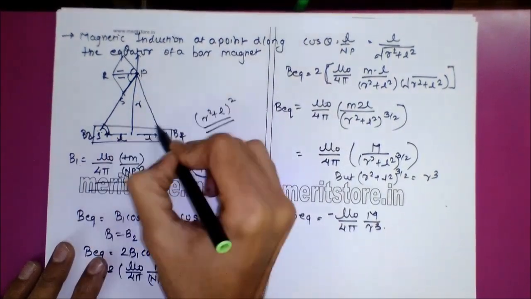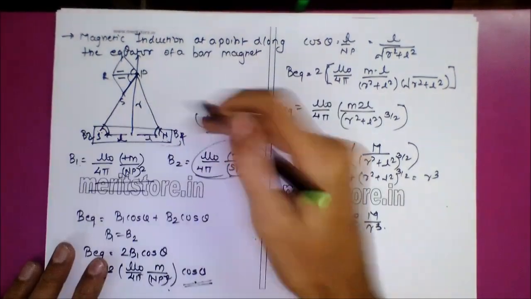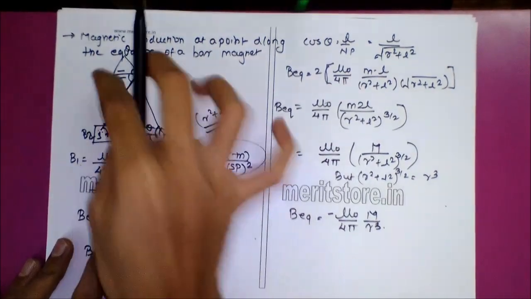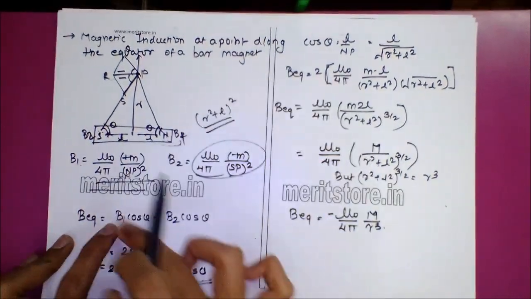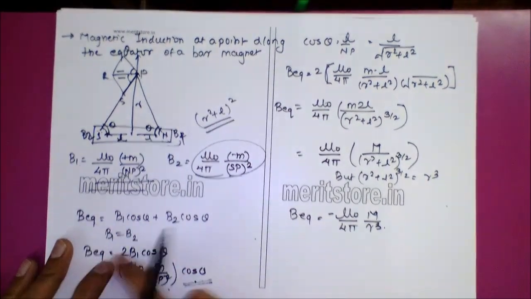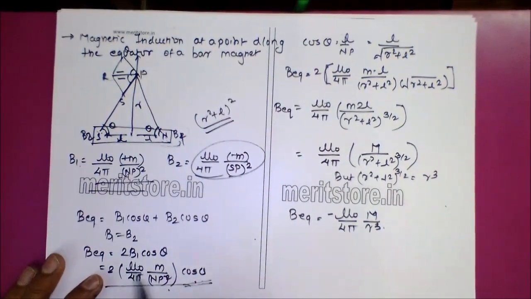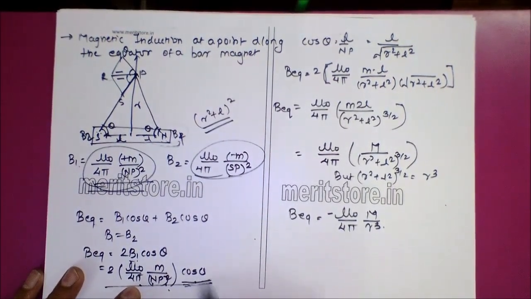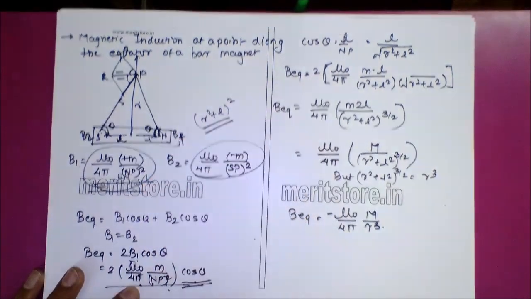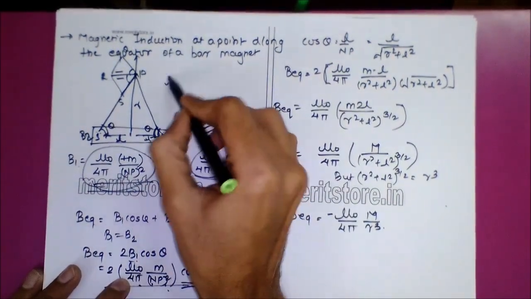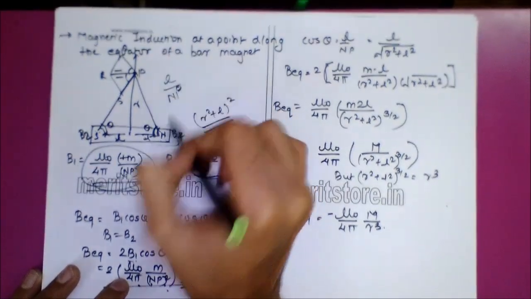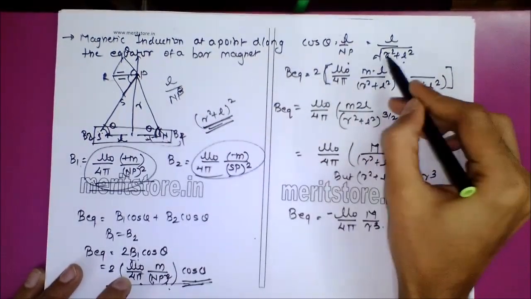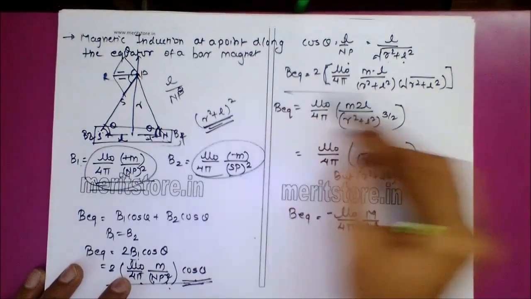For the point P, they are making an angle theta with the axis. So here it is your theta. Both the poles apply the same strength, so B1 equals B2. So you can take B1 instead of B2 or B2 instead of B1. You get 2 B1 cos theta. Now substitute your B1 value over here, mu naught upon 4 pi m upon NP square. Now your cos theta is equal to adjacent upon hypotenuse, that is l upon NP. The value for NP is the square root of r square plus l square. Substitute the values.